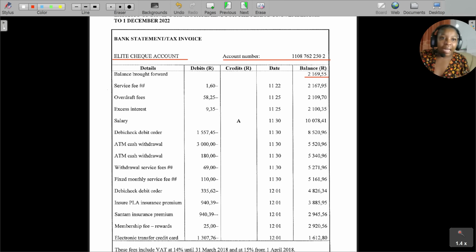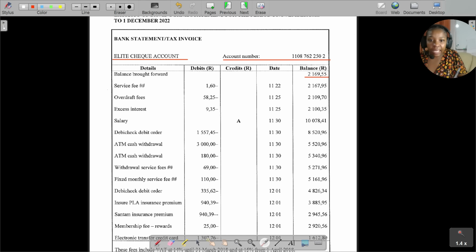Then we can see that here we've got debits and we've got credits. When there's a debit in your account, it means that money is coming out of your account. If there's a credit, it means that money is coming into your account. So we can see here that in his account, there are a lot of debits happening. A lot of amounts that are being deducted from his account. There's that service fee that's being deducted, overdraft fees, excess interest. Then there's a salary that is added to his account. We don't know what it is. So we need to figure out how much of his salary is added there. Then we've got that also deducted from his account. And I think you guys basically get the point there, right?